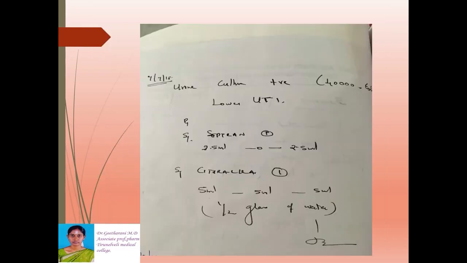So the next day the pediatrician confirmed it as a lower UTI, and she was started on syrup Septron and syrup Citralka. Septron is nothing but cotrimoxazole. Citralka is a urinary alkalinizer. She was started on that.